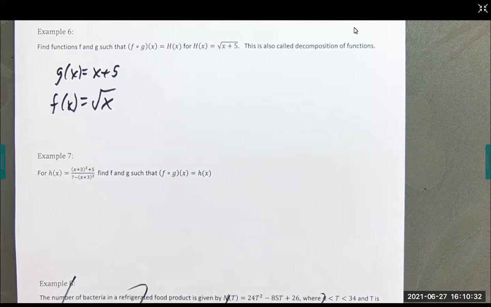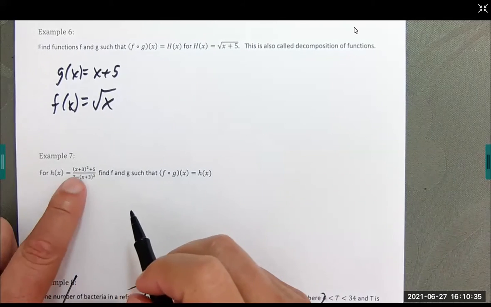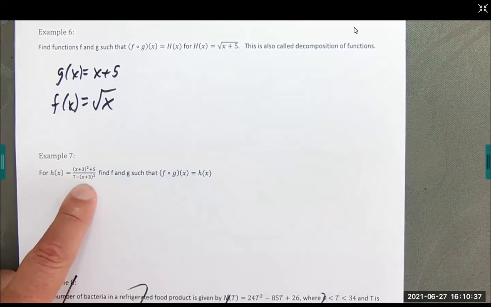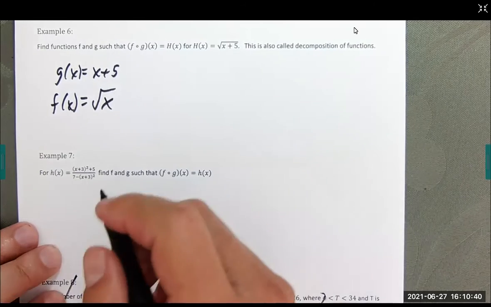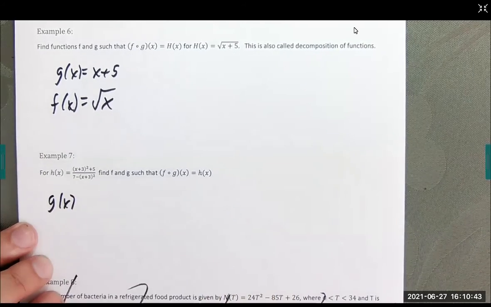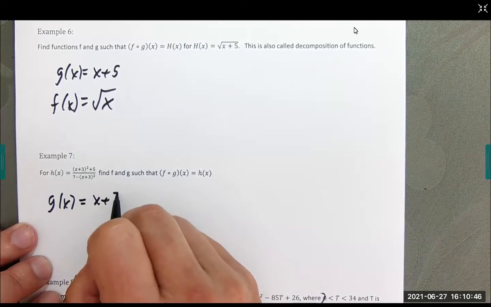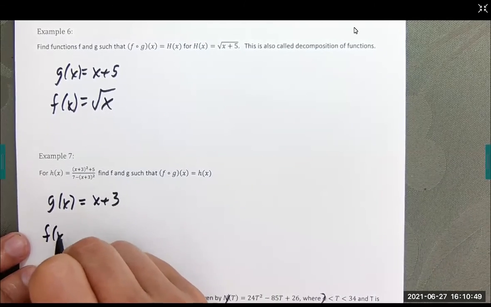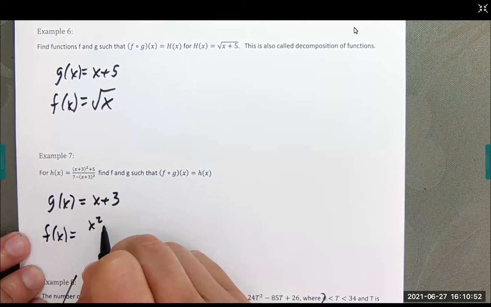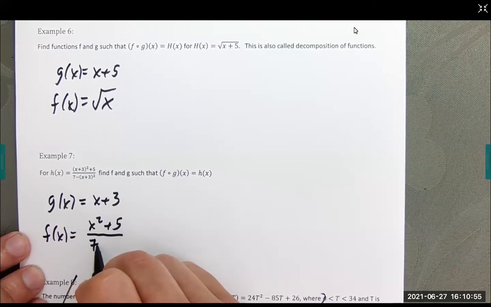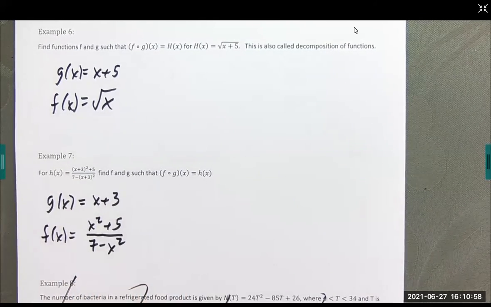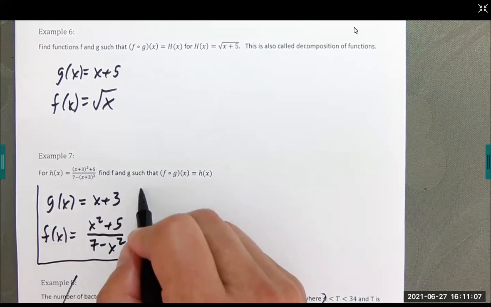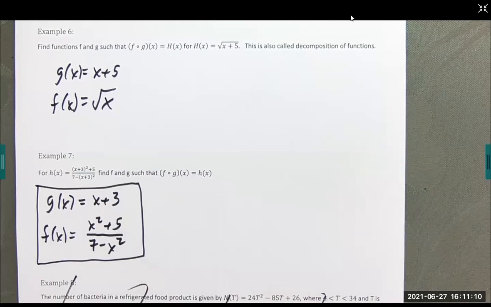Not super complicated. 7 is very similar. I can see the x plus 3 squared, x plus 3 squared. So what I could do is let g of x in this case be x plus 3, meaning that f of x is x squared plus 5 over 7 minus x squared. We could have let g of x be x plus 3 squared, and then we would just have x plus 5, 7 minus x, which would be the same thing, but I think this makes it a little bit easier for us. So this one's not so complicated compared to certainly chapter 5.